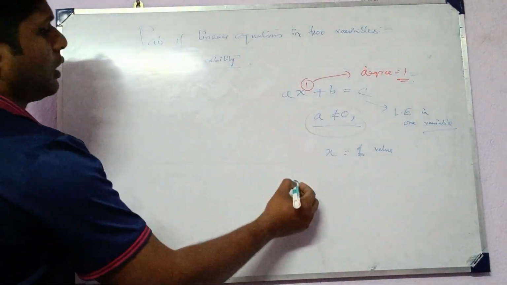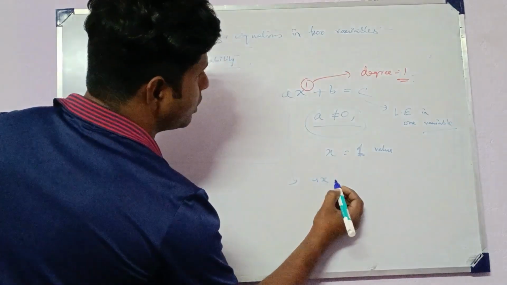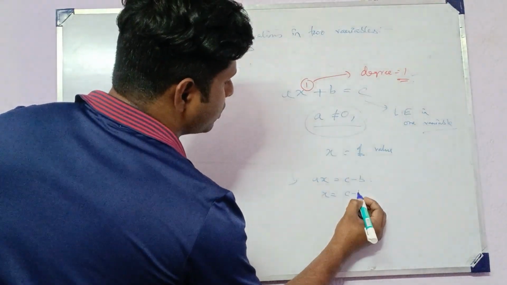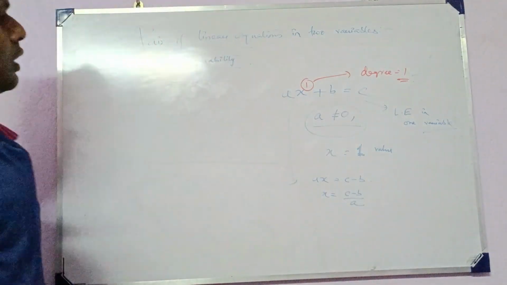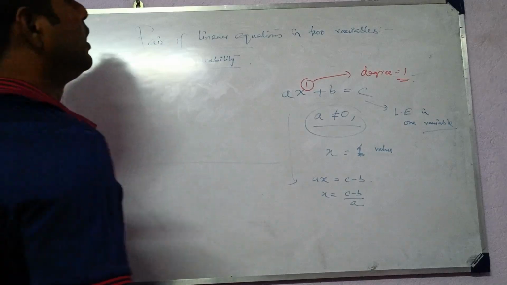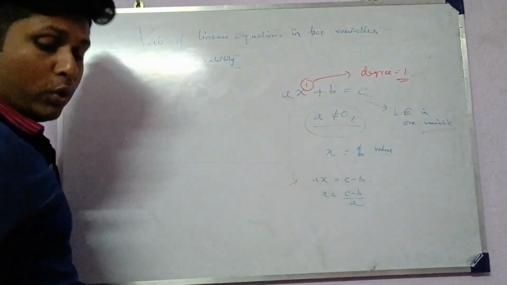Okay, like here the value of x is, ax plus b equals to c, so x equals to c minus b by a. So that is the one value of x. Now we are going to deal with linear equations in two variables.